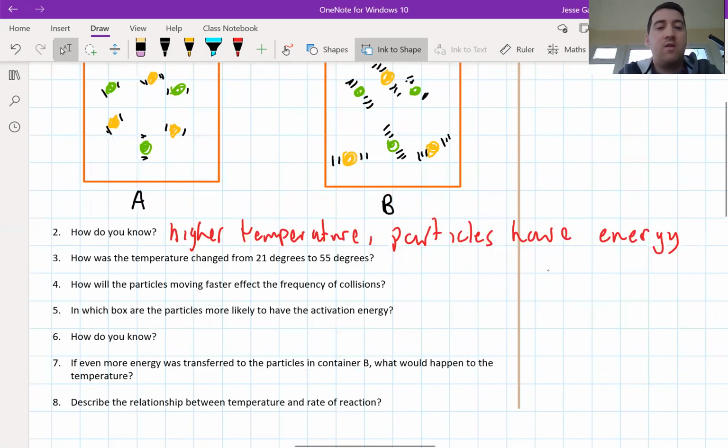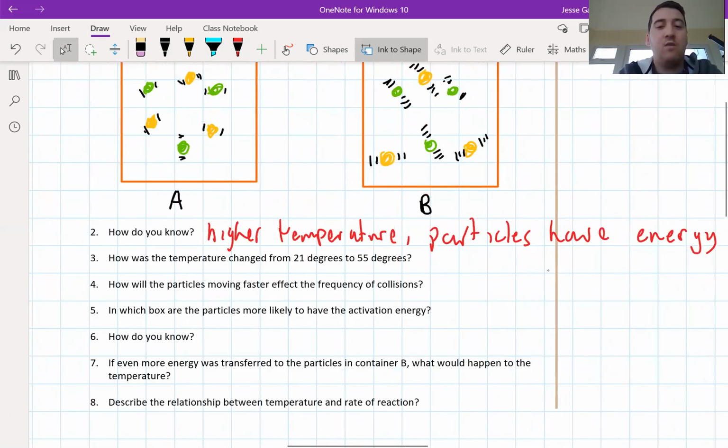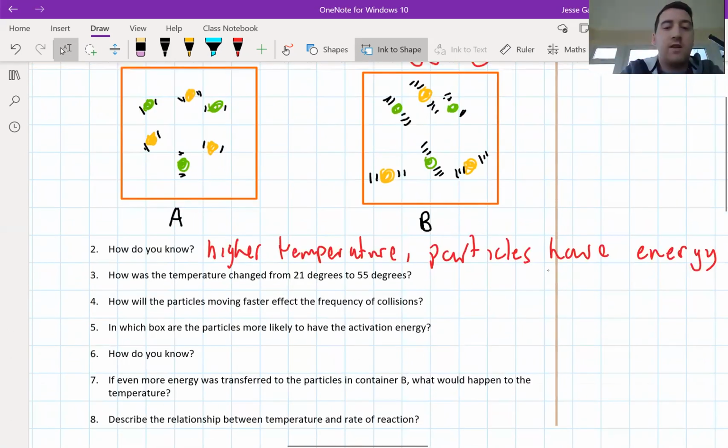Next one, how is the temperature changed from 21 to 55? How would you do that? Hopefully it said something here about heating. You heat it up or you warm it up. So heating is how we increase the temperature. We add more energy by heating.